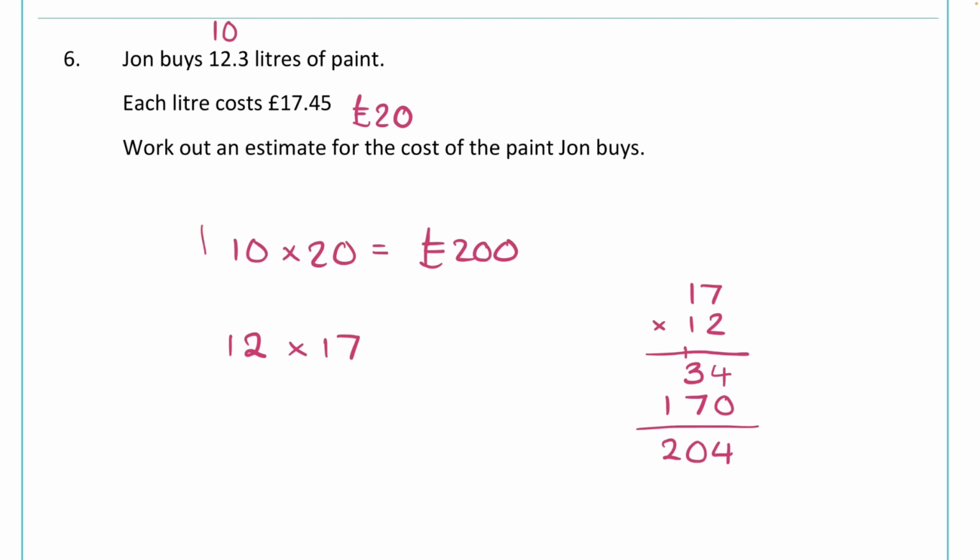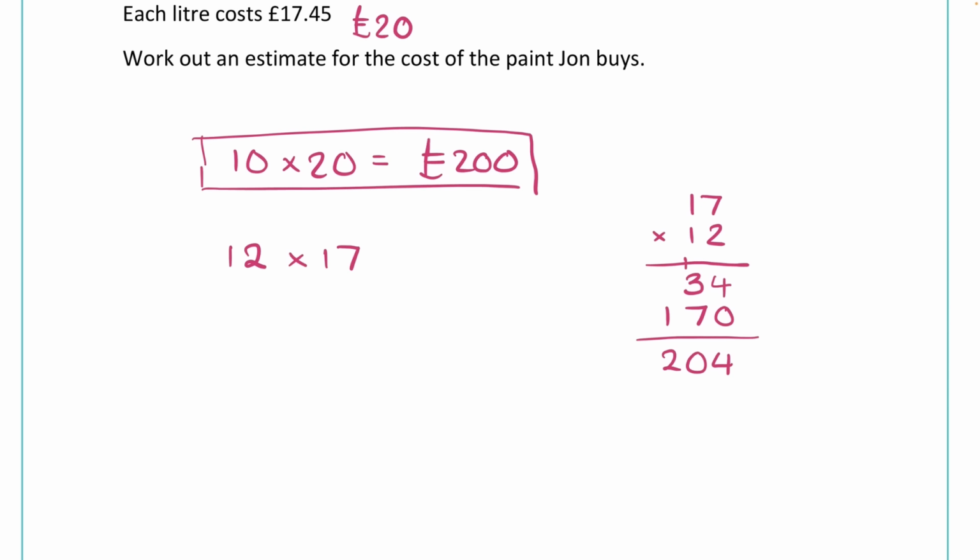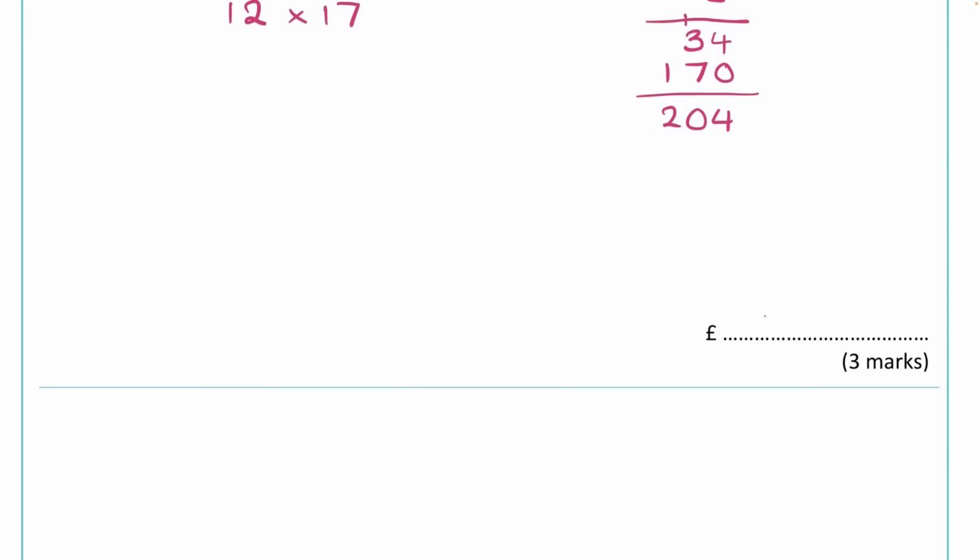The quickest, the easiest is one significant figure. 10 times 20 is £200. And there we go, we can give our answer as 200 or any of these other estimated answers along the way. Just make sure you show your working out and you show how you've rounded the numbers.